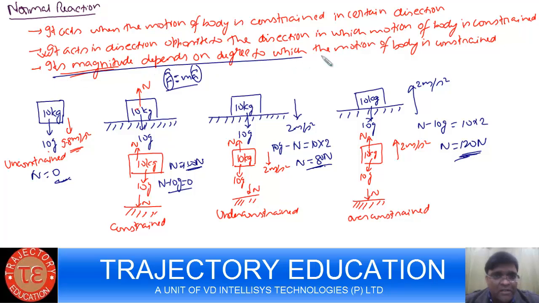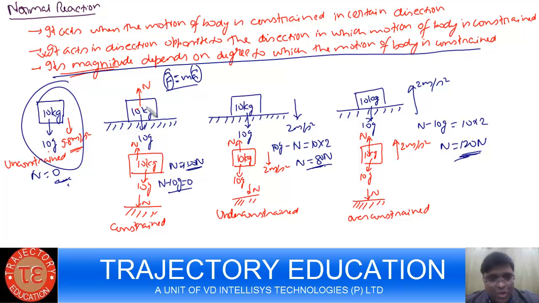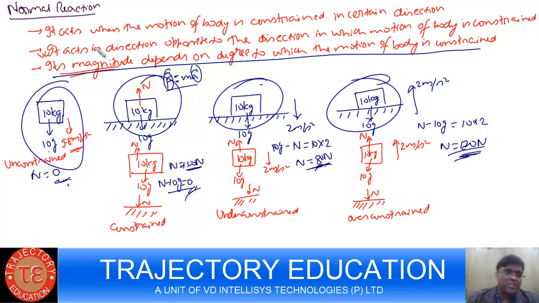So the magnitude depends on the degree to which motion is constrained. This is unconstrained, so normal reaction is 0. This is constrained, normal reaction 100 Newton. This is less constrained, 80 Newton. Over constrained, so 120 Newton, right? So that's the meaning of what is meant by constraint, and that's how we discuss normal reaction. Okay, thank you very much.